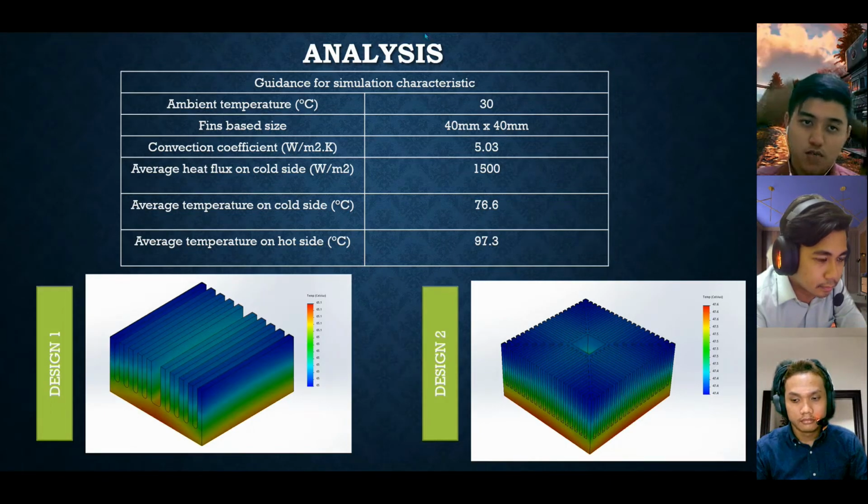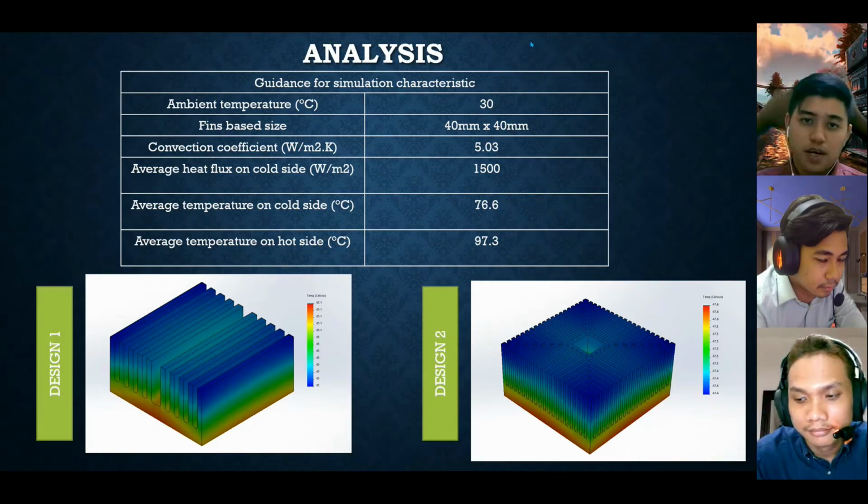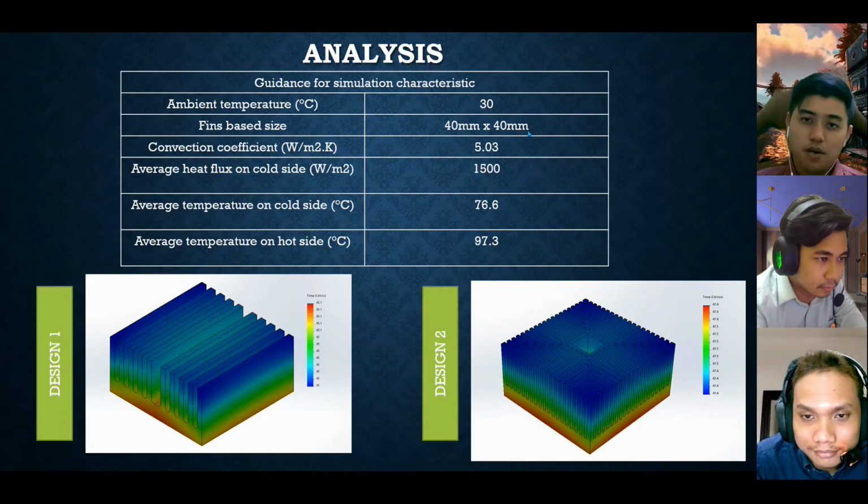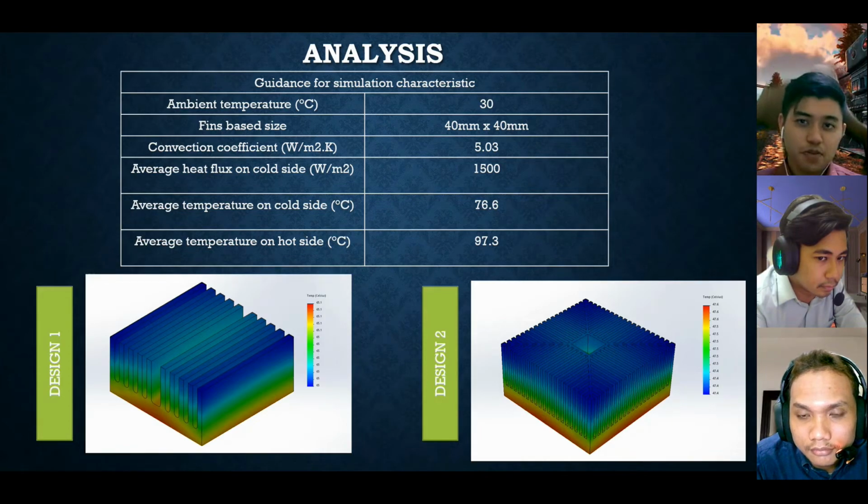Okay, so this is the guidance for simulation characteristics. The first one is ambient temperature. We put 30 degrees Celsius. Next one is film base size, 40 millimeter times 40 millimeter. Next one, convection coefficient. We put 5.03 watt per meter square Kelvin. The next one, average heat flux on full size, we put 1,500 watts per meter square.